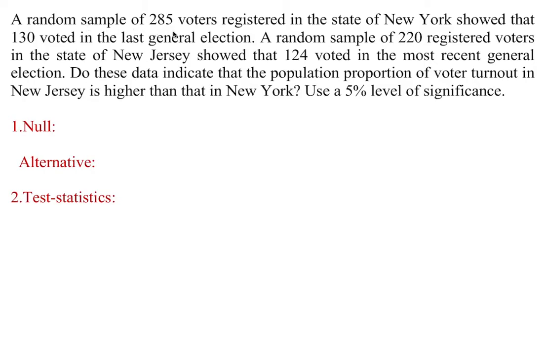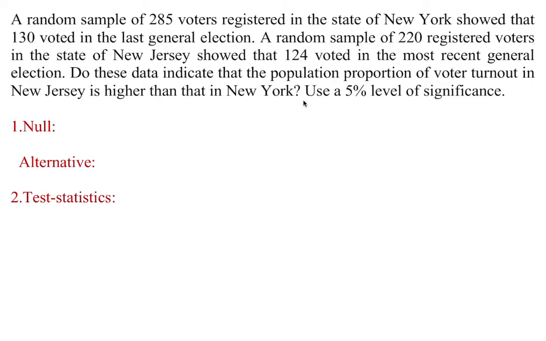A random sample of 285 voters registered in the state of New York showed that 130 voted in the last general election. A random sample of 220 registered voters in the state of New Jersey showed that 124 voted in the most recent general election. Do these data indicate that the population proportion of voter turnout in New Jersey is higher than New York?